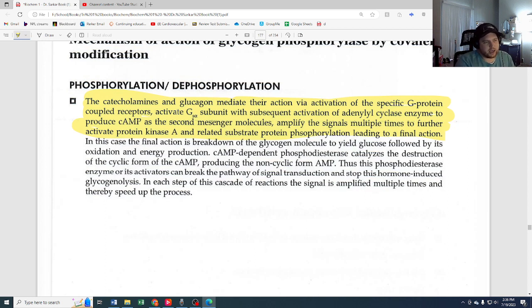cAMP-dependent phosphodiesterase catalyzes the destruction of the cyclic form of cAMP, producing the non-cyclic form AMP. Thus, this phosphodiesterase enzyme or its activators can break the pathway of signal transduction and stop this hormone-induced glycogenolysis. And in each step of this cascade of reactions, the signal is amplified multiple times and thereby speeds up the process.